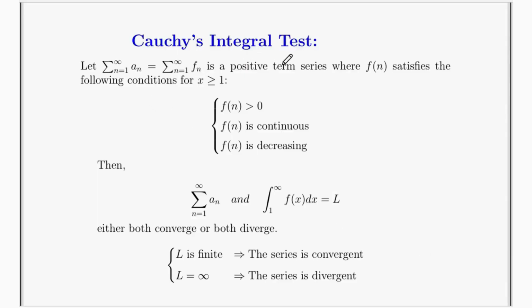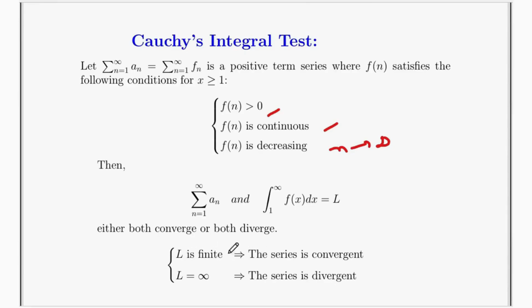Cauchy integral test. Let the series An equal to series Fn be a positive term series where Fn satisfies the following conditions for x greater than or equal to 1. First condition is Fn greater than 0. Second condition is Fn is continuous. And third condition is Fn is decreasing as n tends to infinity. Then the series and the integral of the function either both converge or both diverge.